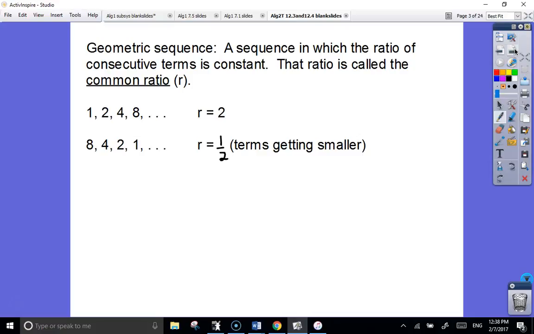So to check this, you go 2 divided by 1, compared with 4 divided by 2, compared with 8 divided by 4, right? It's always the term that follows divided by the term before. And if that is constant, then that's called the common ratio. And then we use the lowercase letter r.